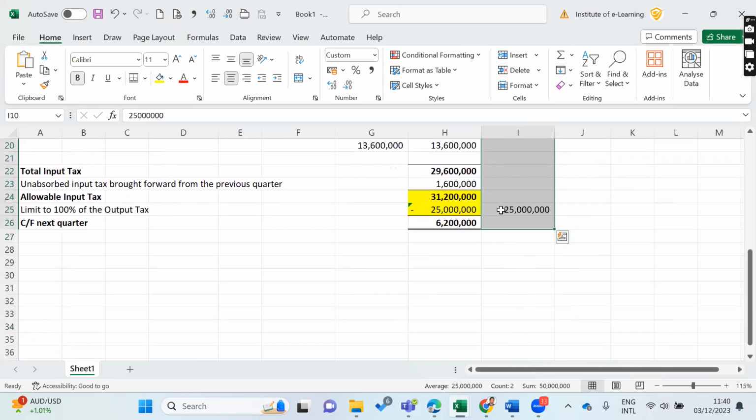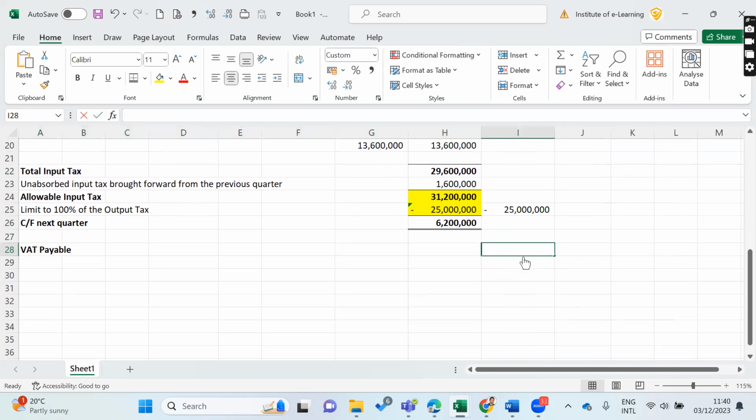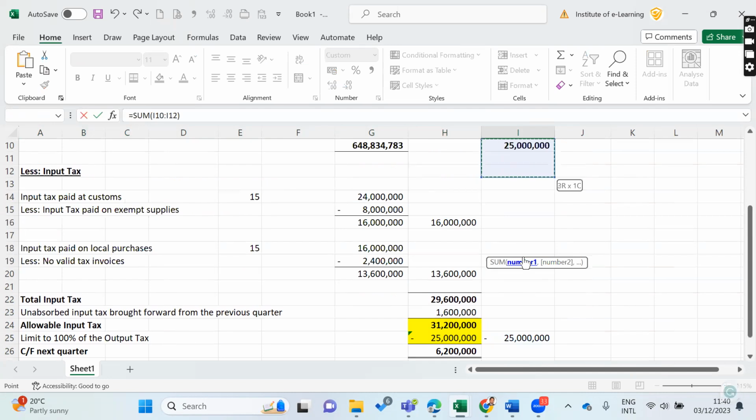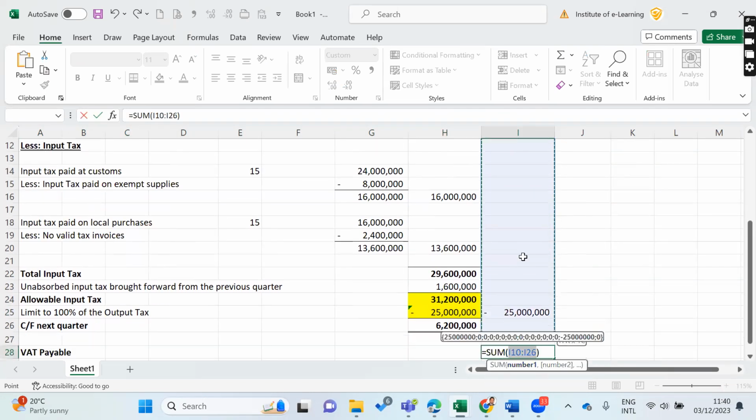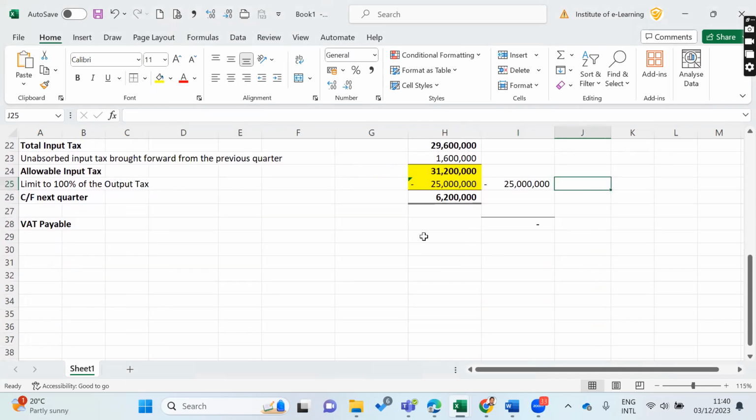Here you will consider it as minus. There won't be any VAT payment. VAT payable: output minus allowable input, then you will get 0. Then if you have any payments, you can deduct tax credits after that.